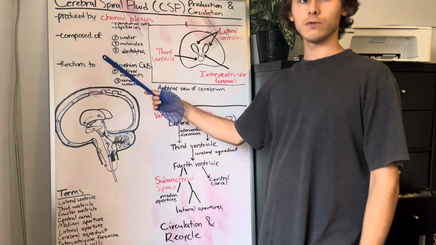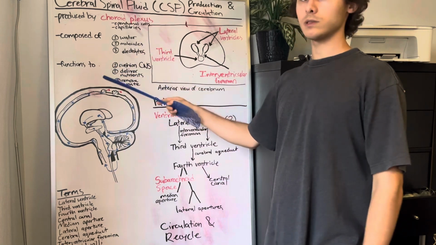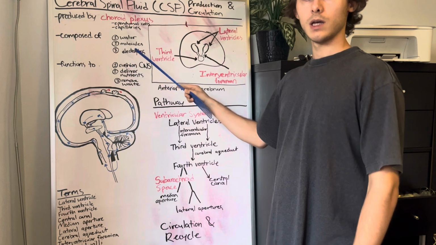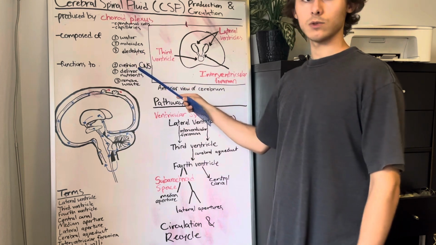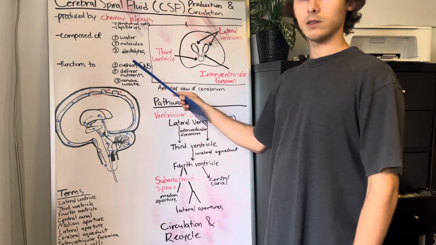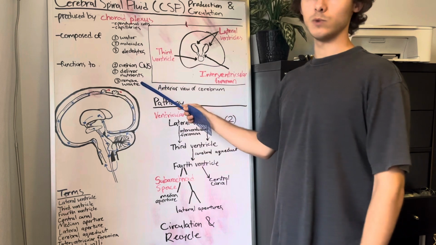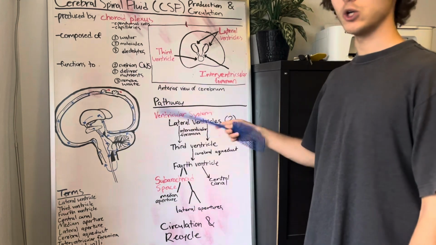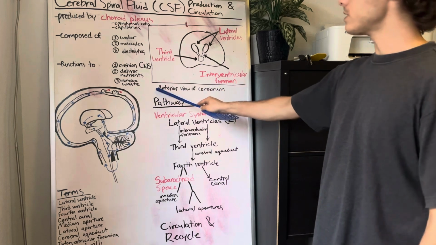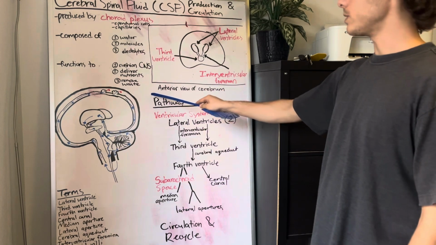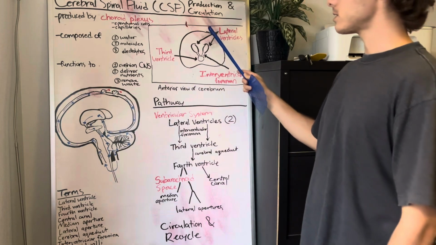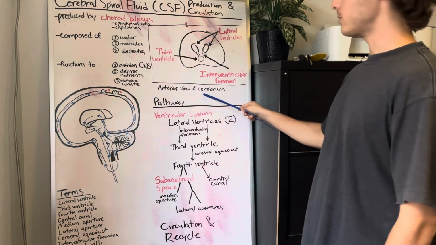It has a lot of important functions, three main ones. It provides cushion to the brain and spinal cord, the central nervous system, and it delivers nutrients and removes waste. So before I get into this whole spiel, I drew this. We didn't get this in our lesson. I thought it would be a little helpful. It was helpful for me to visualize, from an anterior view of the cerebrum.